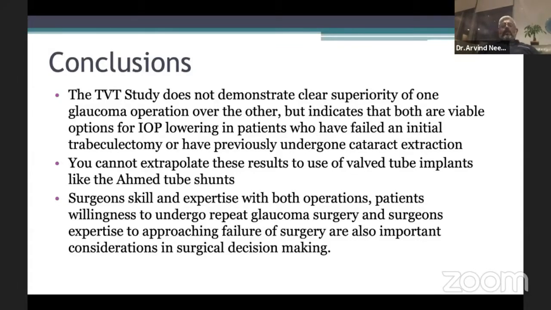Again, I cannot stress enough that you cannot extrapolate these results to use with armored valves, because I know that in India predominantly armored valves are used. Subsequent to this study, the primary tube versus trabeculectomy studies have been set up. Due to lack of time, I'm unable to discuss them today, but you can look into the literature. The 1 and 3 year results have been published. So thank you very much for this, and I hope you got some critical pearls out of my presentation.